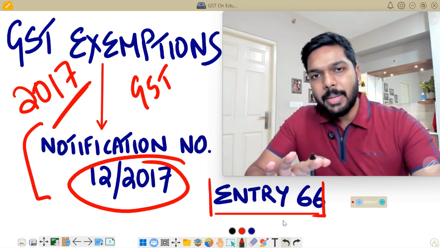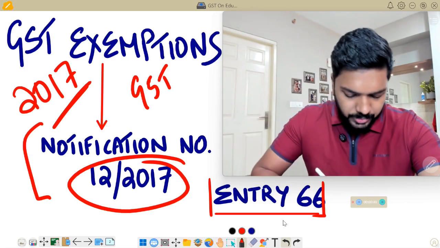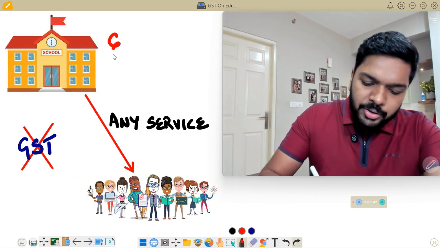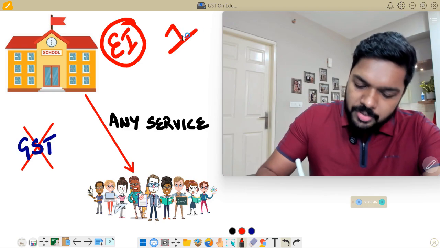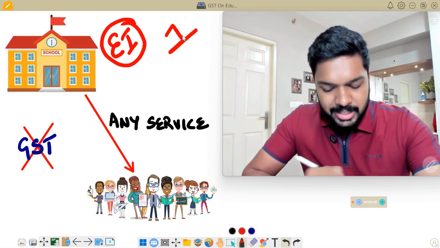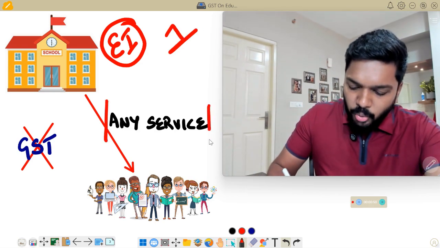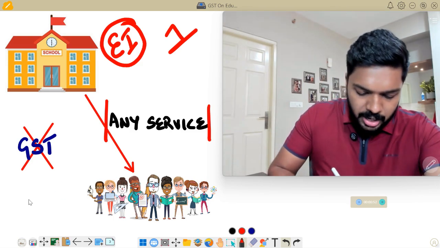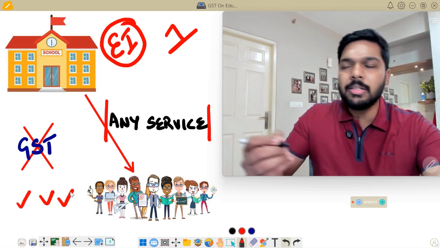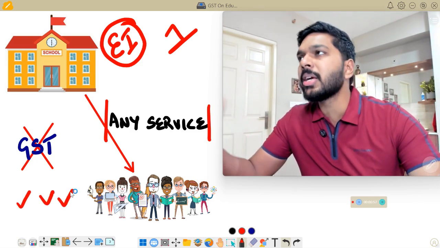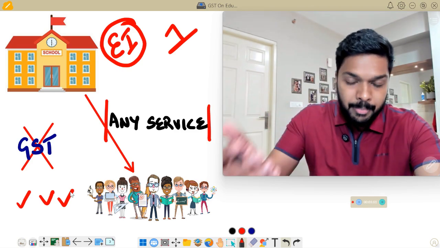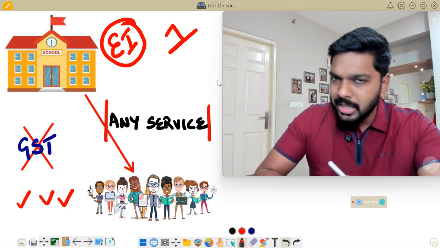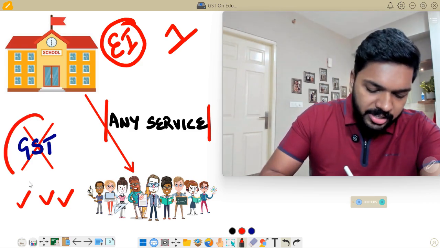You have three main exemptions for educational institutions. Of course, we'll understand what an education institution means under GST. But for now, the first major exemption is that any services provided by an education institution to students, faculty or staff, any service, could be educational services, it could be catering, it could be transportation, it could be lab usage services. On all these kinds of services, there is no GST applicable.